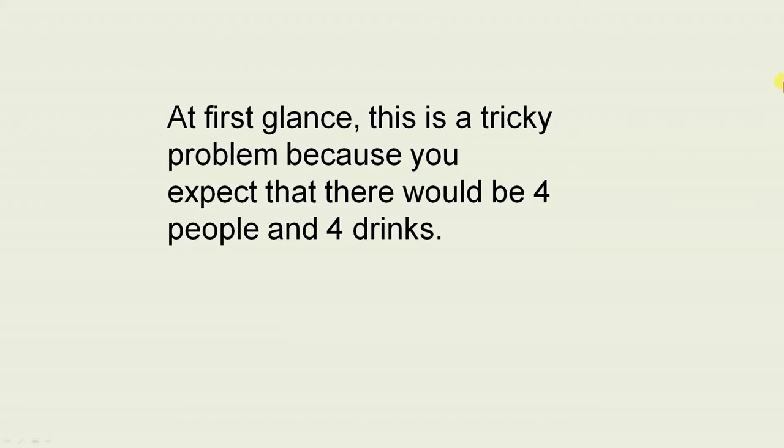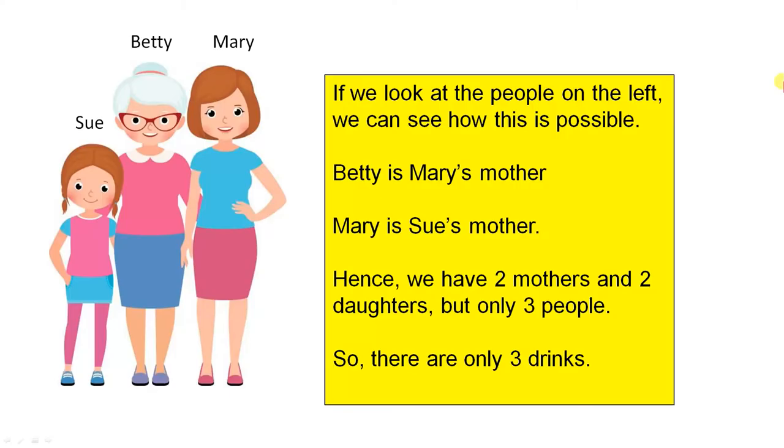At first glance, this is a tricky problem because you expect that there would be 4 people and 4 drinks. If we look at the people on the left, we can see how this is possible. Betty is Mary's mother. So there's Betty, and she is Mary's mother. Mary is Sue's mother. So there's Mary, and she is Sue's mother.